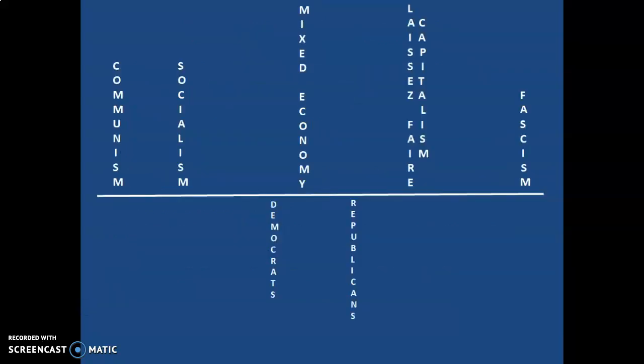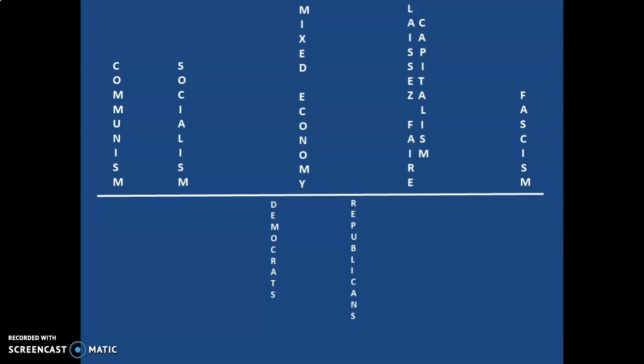Okay, so if we look at this as a spectrum running from left to right, we see then that communism is on the far left, then you have socialism, then in the middle you have the mixed economy, and then you have on the right, center right, the laissez-faire capitalism, and then on the far right, fascism.